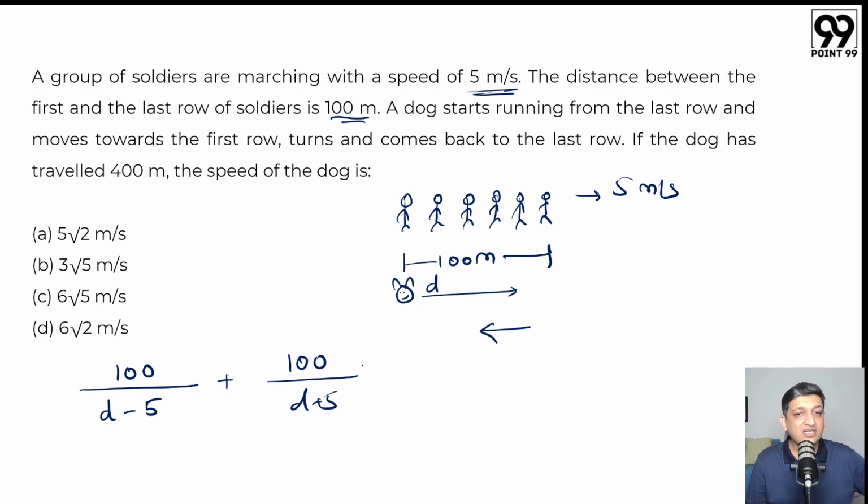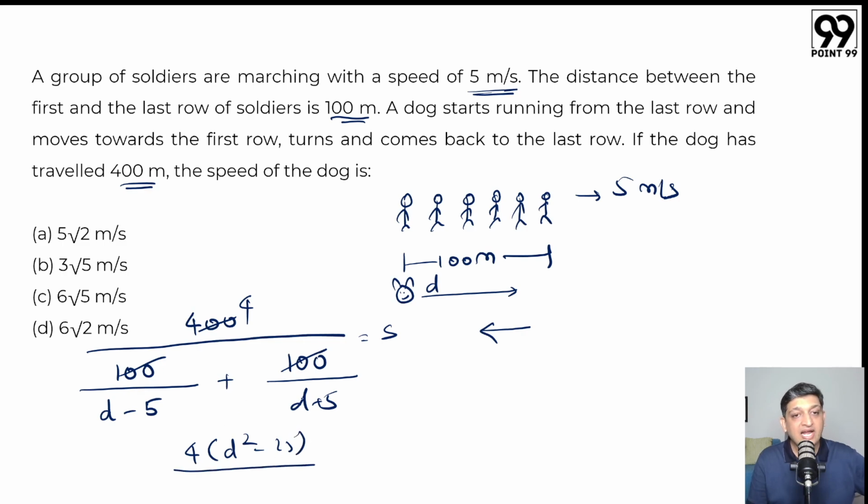Now what do we know here? We know that the total distance traveled is 400, and we know that the speed of the dog is s. So what we can do here is, what is speed? Speed is distance upon time. This is the amount of time that the dog is in motion for. This is the distance that is there, and this is the speed. So with the help of this equation, we'll be able to get this. So if we shuffle the terms, we are going to get 4 into d plus 5 into d minus 5, which is d square minus 25. That will be the numerator. And d plus 5 plus d minus 5 is going to be 2d here. And this is going to be equal to s.